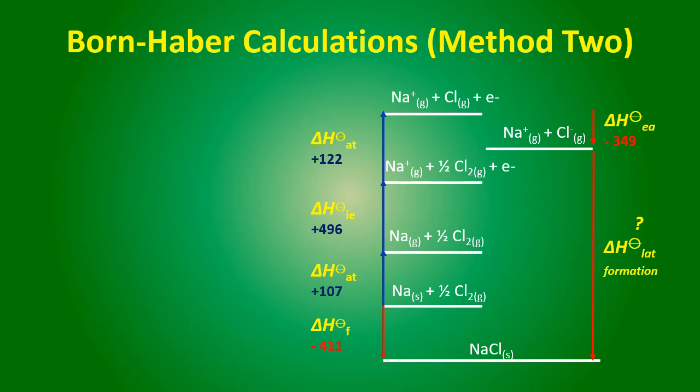And if bonds are being made, it's exothermic, so the value should be negative, and if bonds are being broken, it's endothermic, so the value should be positive. Anyway, what I need to think about is splitting the Born-Haber cycle up into 2 parts, and I'll have an endothermic left-hand side and an exothermic right-hand side. And this is the way I think about it. As I say, I think it's a little bit easier.